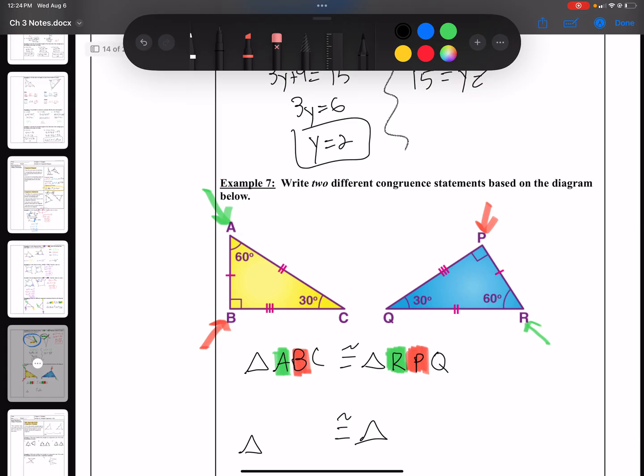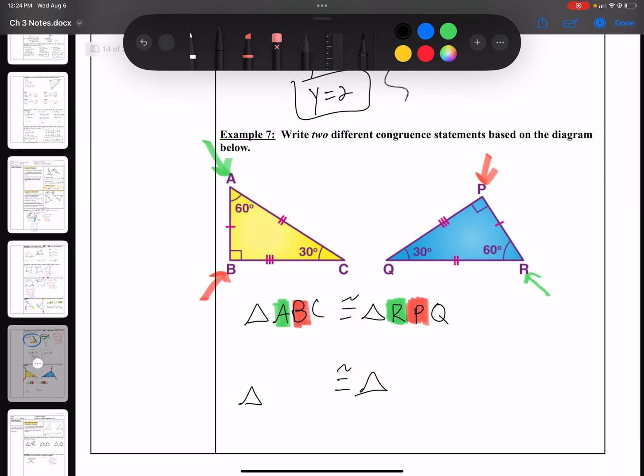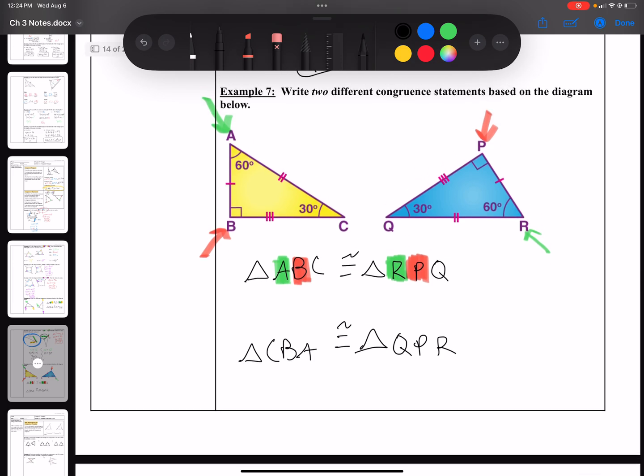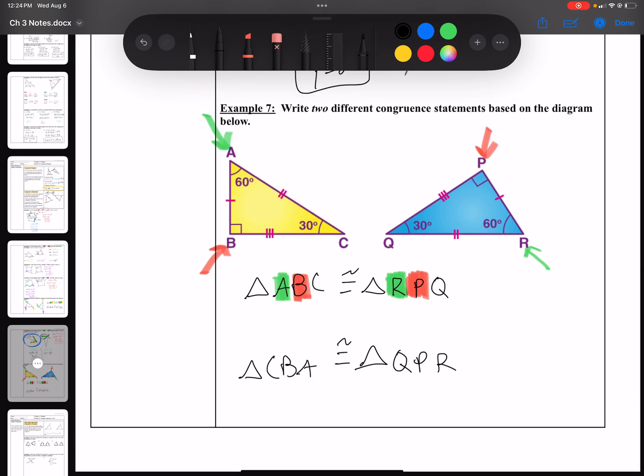So there we go. And the easiest way to write it another way is just to write it backwards. CBA is congruent to QPR. Again, your answer might be different than mine, as long as the equal angles, the single letters, are matched up in the correct order.